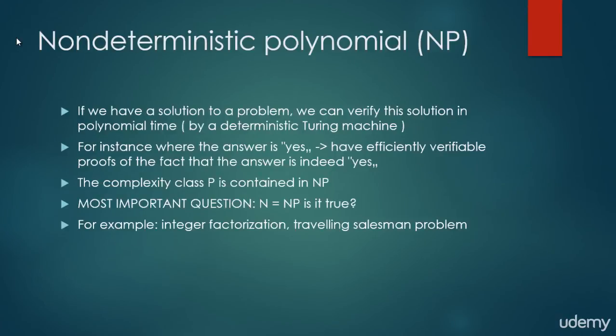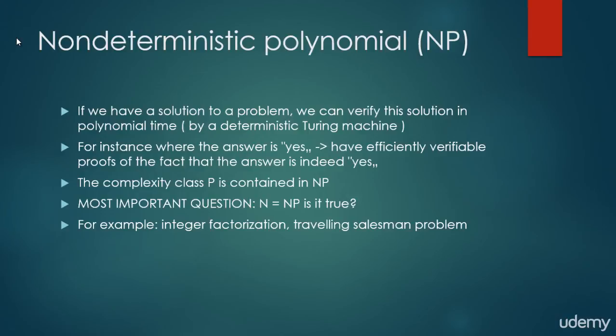As far as the non-deterministic polynomial class is concerned, if we have a solution to a problem, we can verify this solution in polynomial time. So we cannot necessarily solve the problem in polynomial time, but if we find a solution, we can verify it in polynomial time by a deterministic Turing machine. For instance, where the answer is yes, we have efficiently verifiable proofs that the answer is indeed yes, in polynomial time, quite fast. So the complexity class P is contained in NP, and the most important question, as I said earlier, is whether P is equal to NP. Is it true or not?